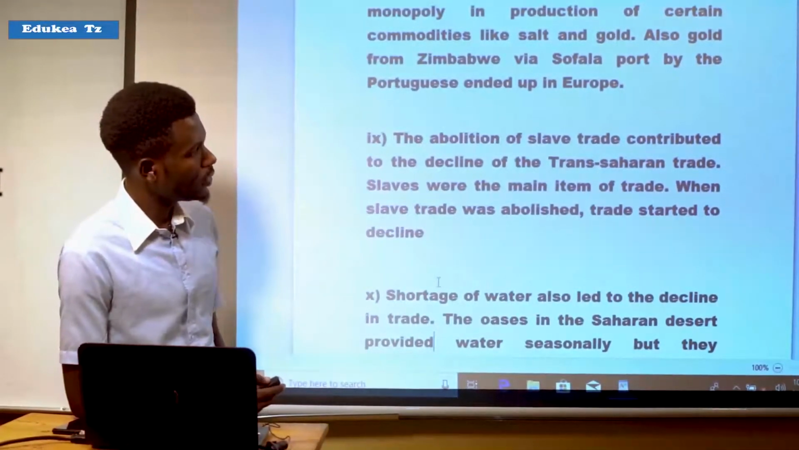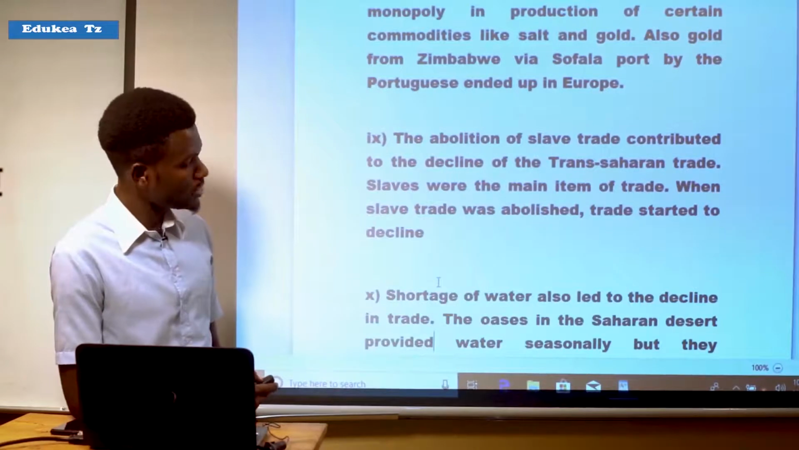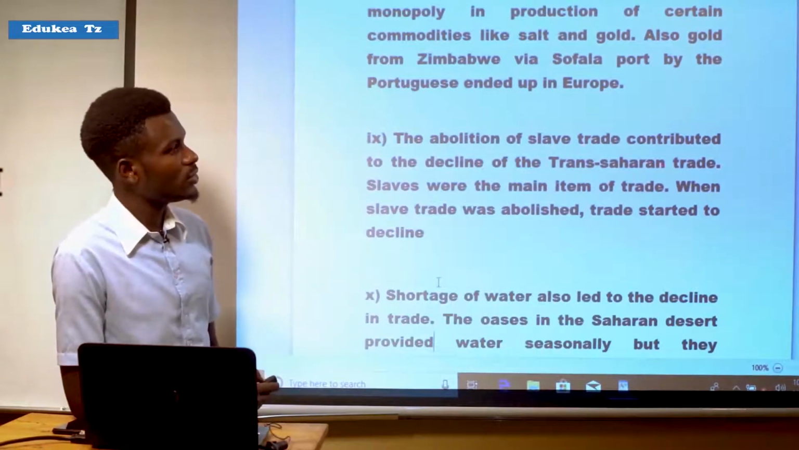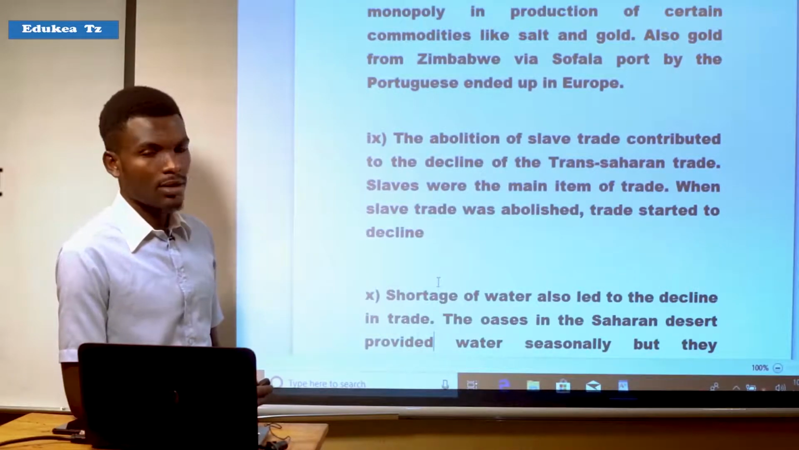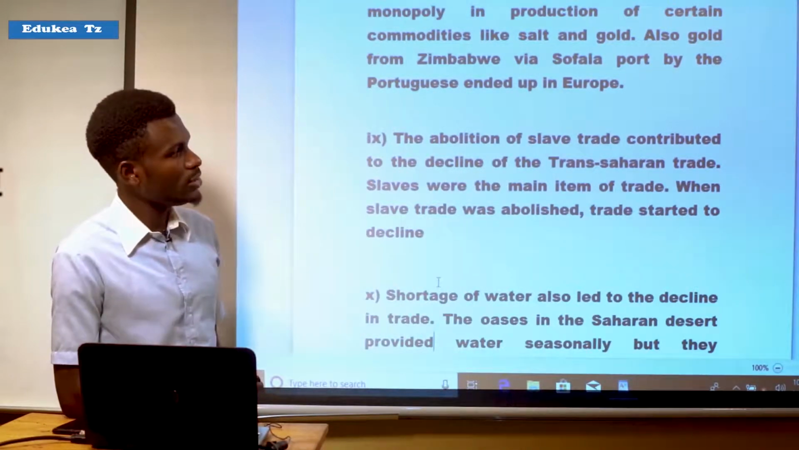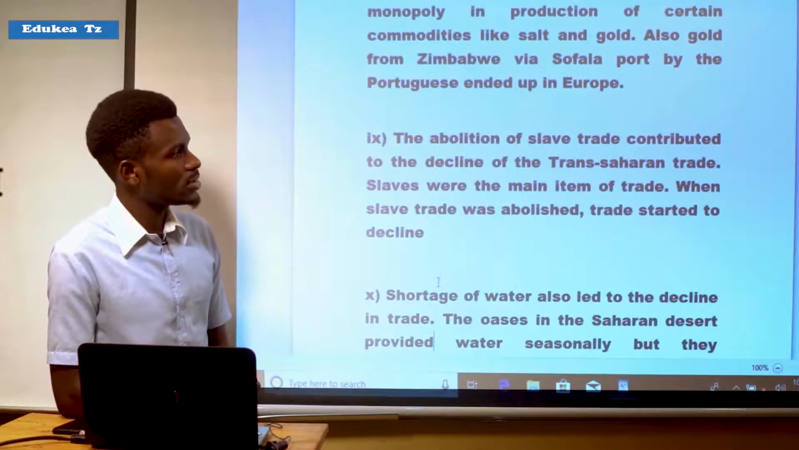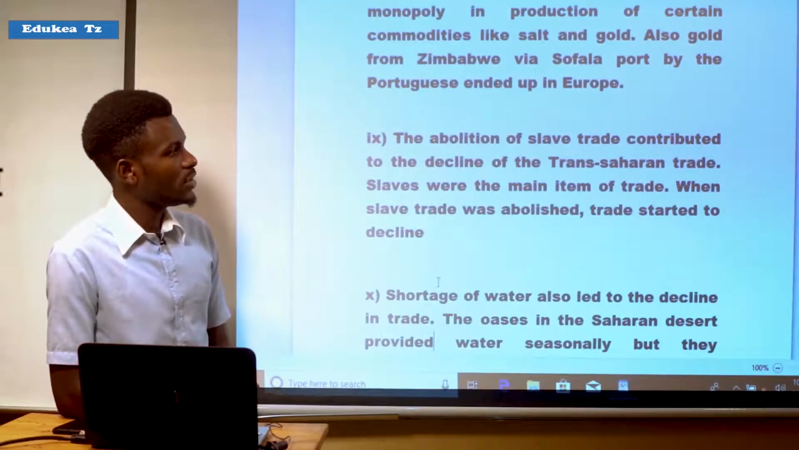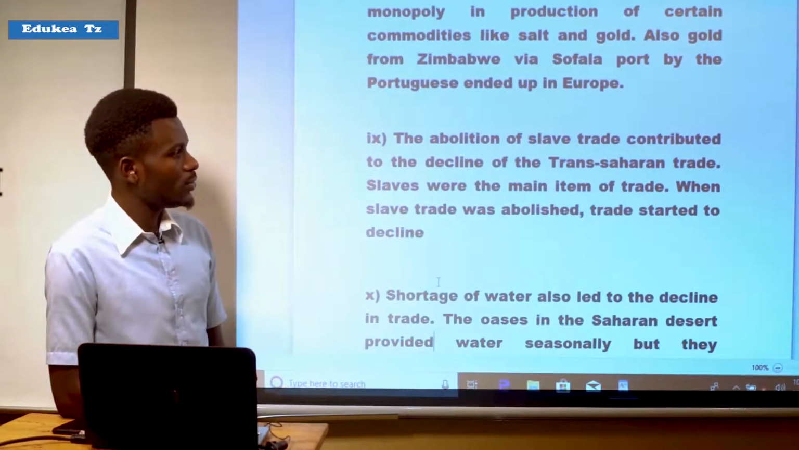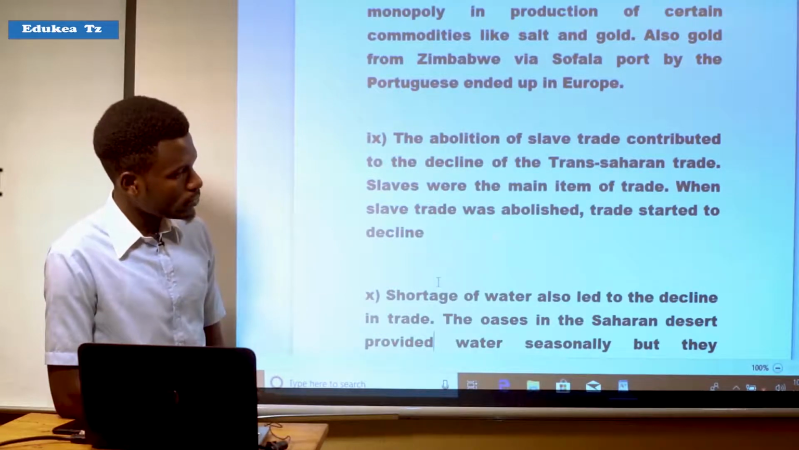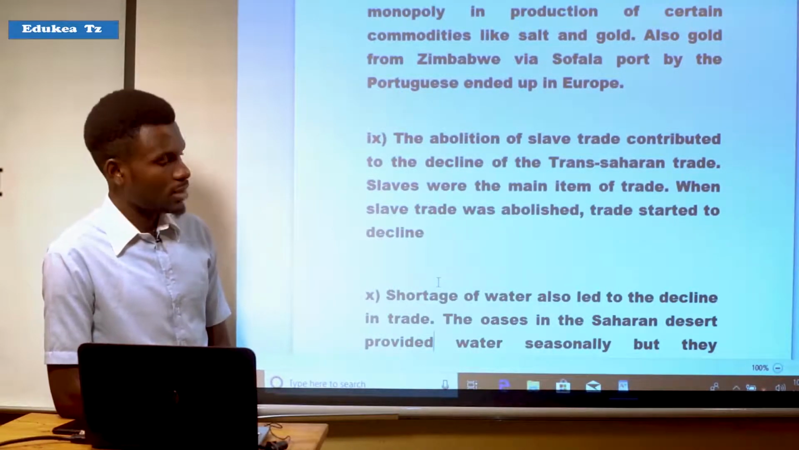Another factor for the collapse of transatlantic trade was that the abolition of slave trade contributed to the decline of the trade. It means that in West Africa and North Africa there was the abolition of slave trade, so that led to the decline of trade. Slaves were the main item of trade. When slave trade was abolished, trade started to decline.